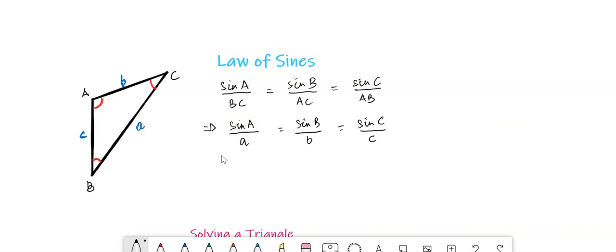Now you can figure out one more thing from this relation right here, that you can actually flip each of these fractions and write them as their reciprocals. So the converse relationship is also true. So you can also write a over sine of A is equal to b over sine of B is equal to c over sine of C. That's the law of sines.